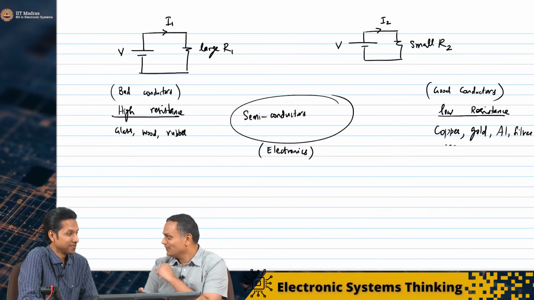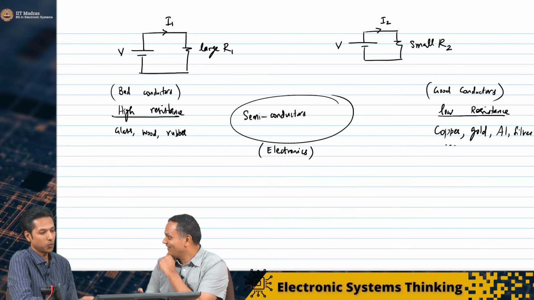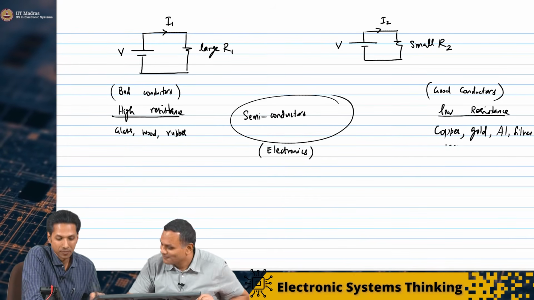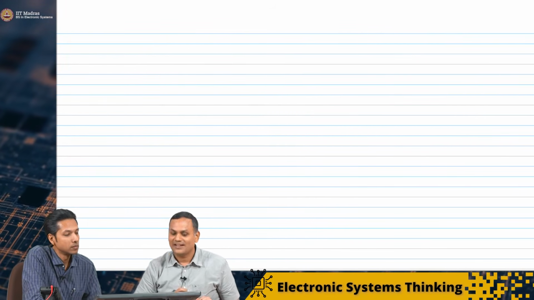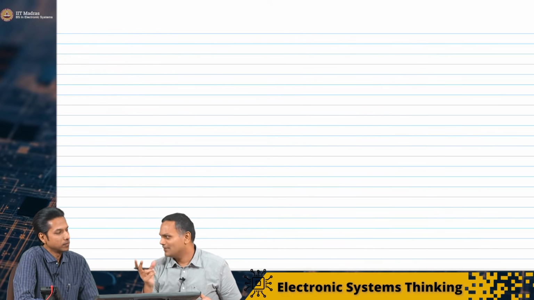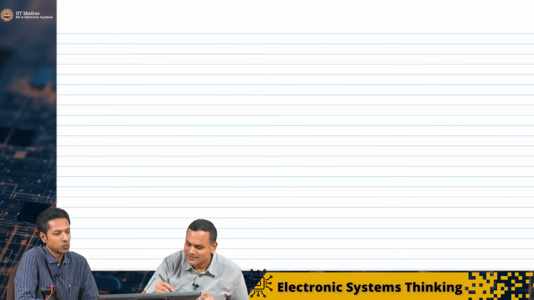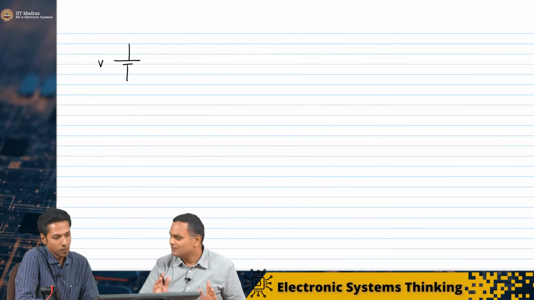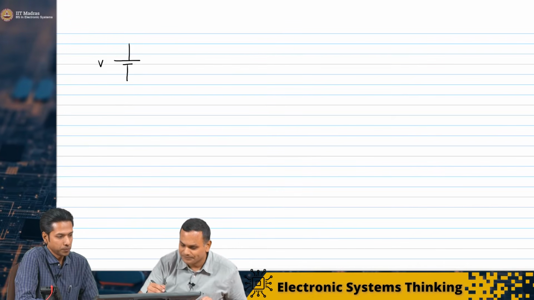I want to come back to why the wire was getting hot. Let us go and see. So now let me take the case where you use the copper wire. Let us start with that. So I am going to take my battery. It has some voltage V, which is 1.5 volts.